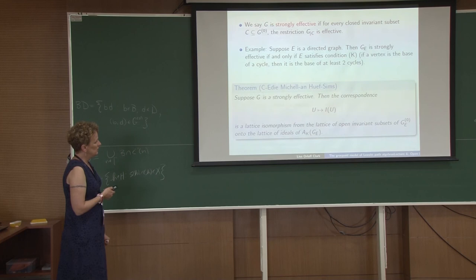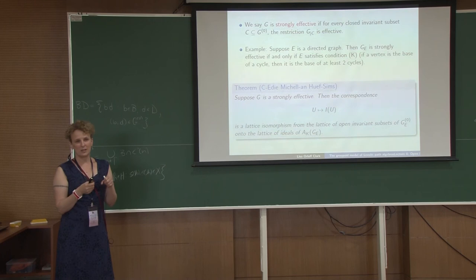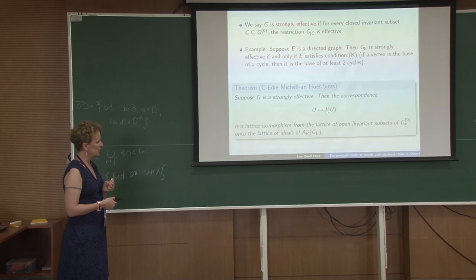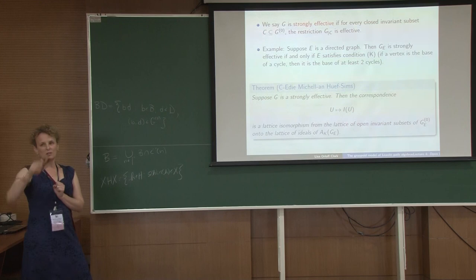Now I'll talk a little about what is the lattice structure on the collection of open invariant subsets. So for a lattice, we need a partial order, join and a meet, but it's quite straightforward. The partial order is containment, and join and meet are union and intersection. So that's the lattice structure there. Similarly for ideals. So what does this mean translating to Leavitt path algebras? We need to translate this to Leavitt path algebras. We can translate going through the algebras.